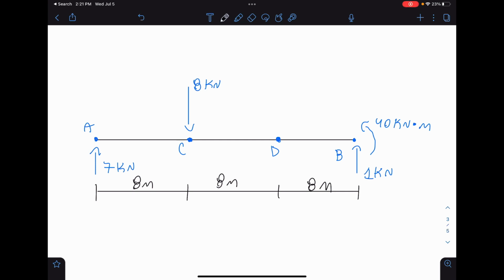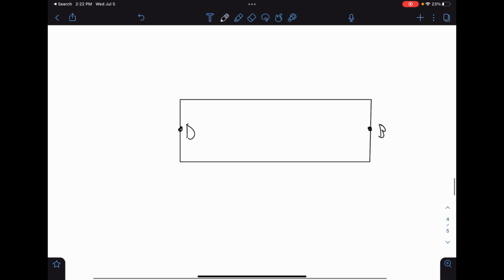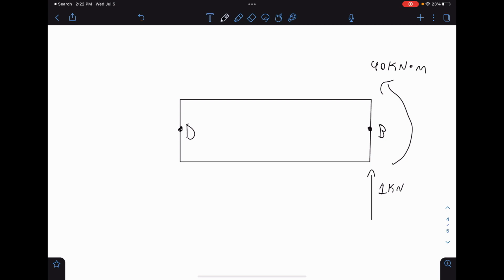And that leaves us with segment DB, or BD, whichever way you want to do it. And that's 8 meters long, and it has a moment of 40 kilonewtons, and it has a force from B of 1 kilonewton. So let's draw that cut. So here's our cut. Remember, it was like that. And we had nothing at D, but at B, we had a 1 kilonewton force in the upwards direction. And we actually had a moment of 40 kilonewtons times meters as well.